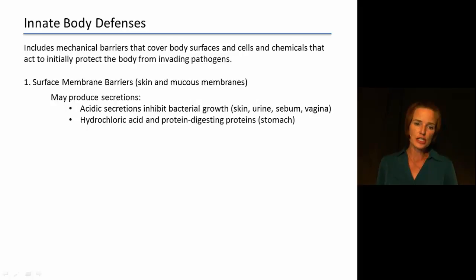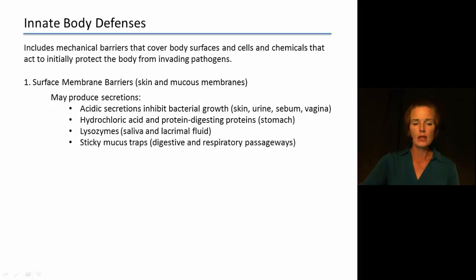Another thing that the secretions can do is they may contain something like hydrochloric acid and protein digesting proteins. This would be what we have in the stomach. There are specific proteins that are going to digest. There can also be lysozymes. Lysozymes are found in the saliva. They're also found in the lacrimal fluid of the eye. We have sticky mucus traps. The sticky mucus traps are found in the digestive and respiratory passageways.